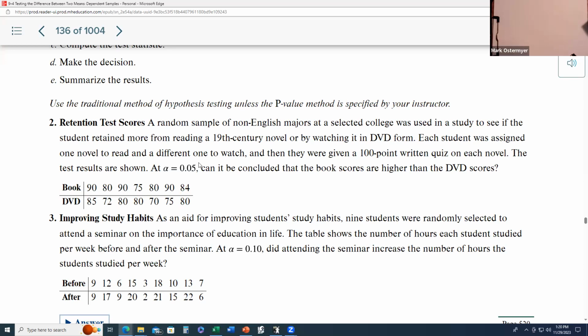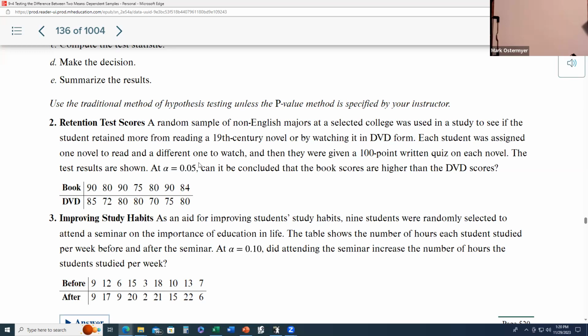Now, keep in mind, when you do the critical value method, your test statistic, I want you to compute it manually using the formula for the test statistic. However, you can use your calculator to compute D bar and also the standard deviation of your differences. You do not have to use formulas to compute those things. All right, I'll give you plenty of time to work on this.